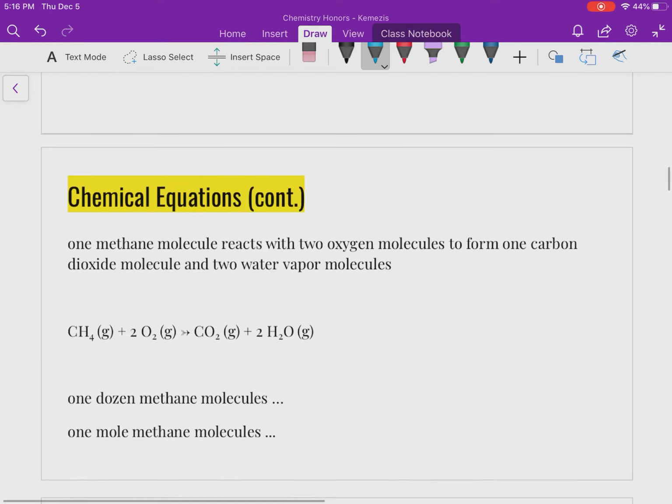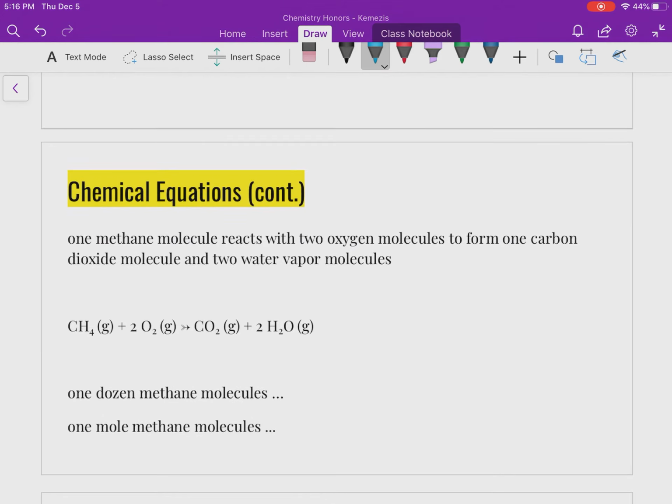So when we're looking at chemical equations, we can write them in English words, right, where we say 1 methane molecule reacts with 2 oxygen molecules to form 1 carbon dioxide molecule and 2 water vapor molecules. So for us as chemists, we need to decode the substances that are being reacted and translate them into their formulas, right? So methane was one of our, I can't remember if I put it on our list of what we should know, but we've seen it a few times.